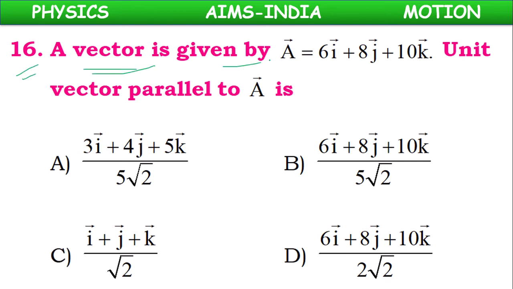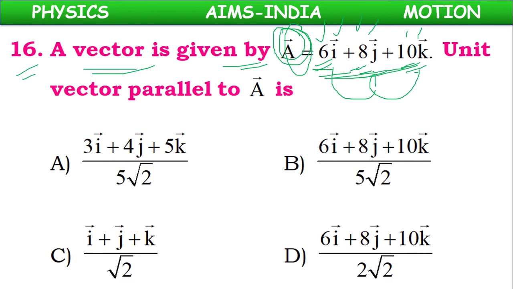A vector is given by a bar equals 6i bar + 8j bar + 10k bar. Means it is at a distance of 6 units in the i direction, 8 units in the j direction and 10 units in the k direction. Suppose if we assume this ijk as coordinate axes xyz, then this vector is given by this expression. Now the question is, find the unit vector parallel to a bar.